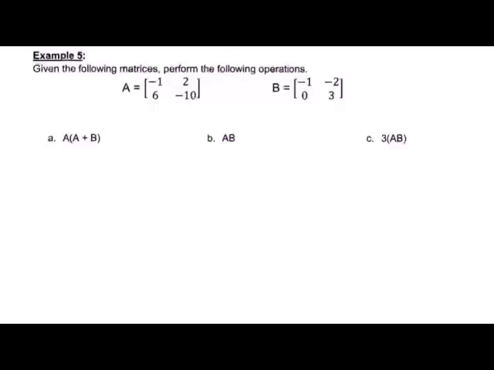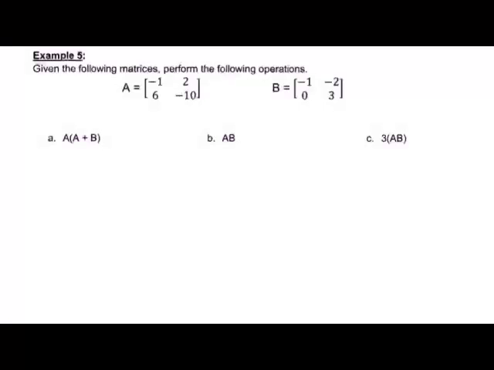Example 5 says, given the following matrices, perform the following operations. So we have two different matrices here, A and B. We are going to be using adding, multiplying by a constant, and multiplying matrices. So we're going to combine both last section and this section to evaluate each of these matrices. So part A, we are doing A times the quantity A plus B. So the first thing we want to do is what is in the parentheses. So we first want to add matrix A and matrix B, and then we're going to multiply it by A.